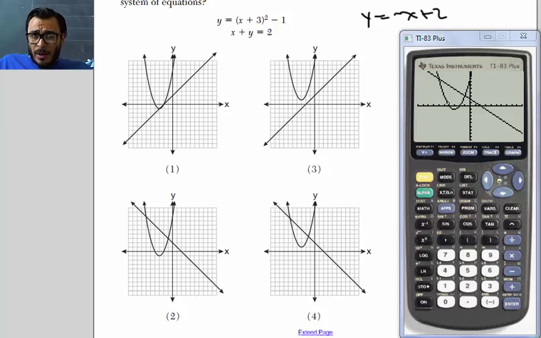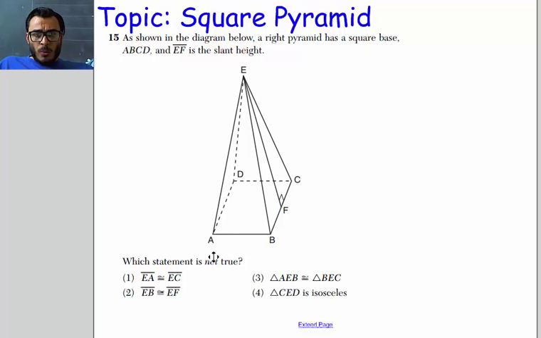Okay, so for number 15, it says, as shown in the diagram below, a right pyramid has a square base, ABCD, and EF is the slant height. Which statement is not true? So I'm just going to go ahead and use process of elimination for this. Which statement is not true?